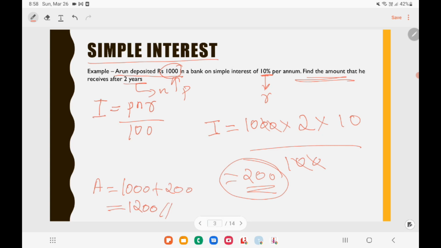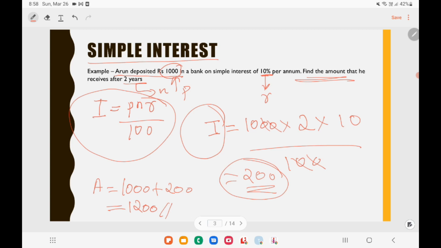So here you need to understand that in the simple interest formula, I is equal to PNR by 100, you are calculating interest. But when it comes to compound interest, the formula for the compound interest will be for the amount after n number of years. So that you need to understand. We'll be discussing more on that when we look into compound interest. So now you need to understand that simple interest is equal to PNR by 100.